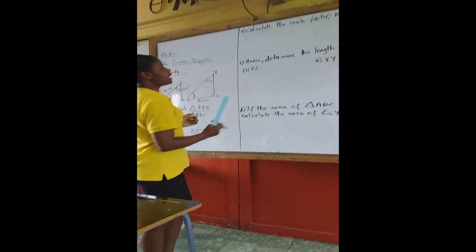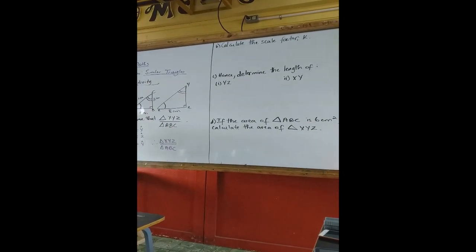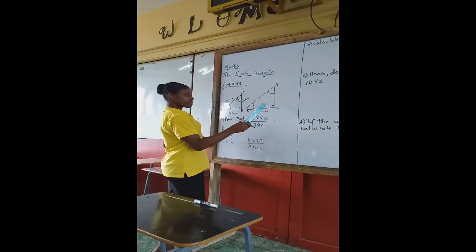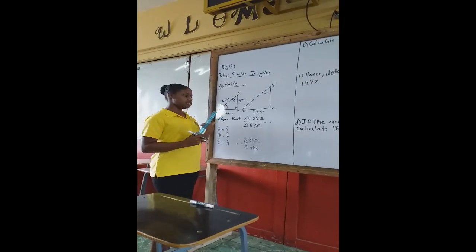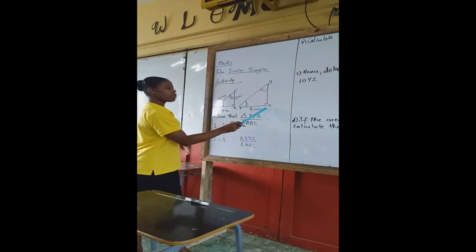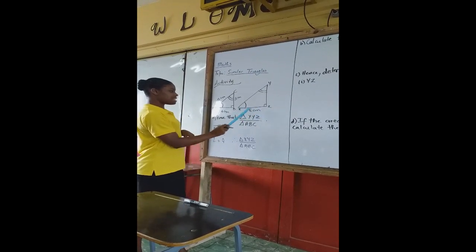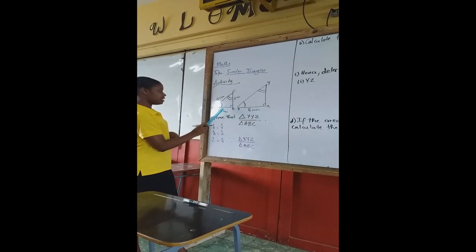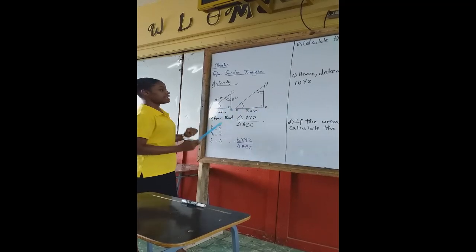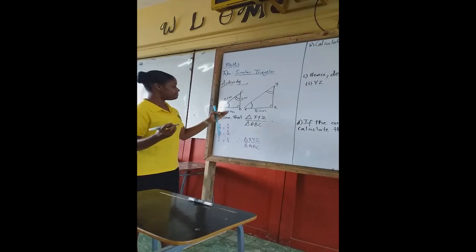Our next question says, calculate the scale factor K. Now, how do we find the scale factor K? Remember in our previous class, we looked at the sides of the triangle that correspond with each other. Looking at both of these triangles, we're only given the length of XZ for the bigger triangle. Now, which side of triangle ABC corresponds to XZ? We see that side AB corresponds with XZ. So we're going to use those two sides and find K.